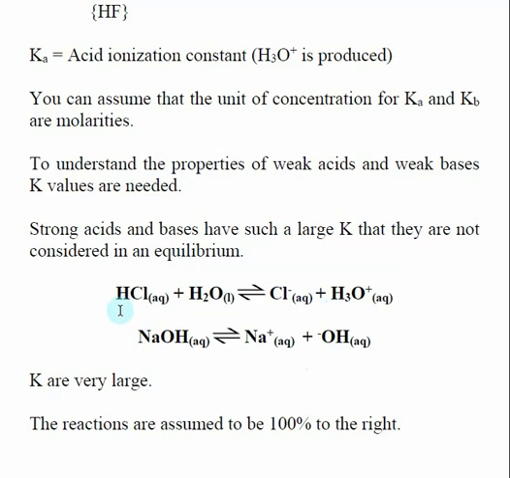We say if I put in 1 mole of HCl, that's going to dissociate to make 1 mole of hydronium. So we don't need the calculations. So the K values, because they're so large, we can just assume the equilibrium is all the way to the right.